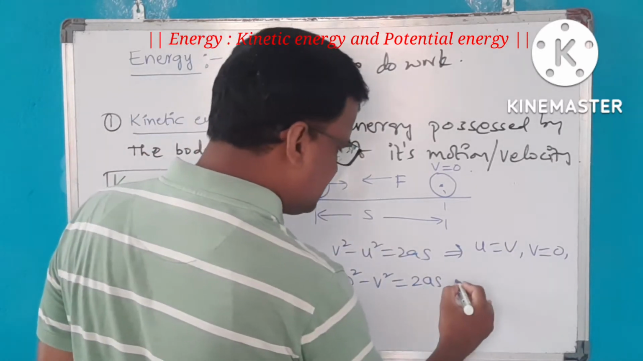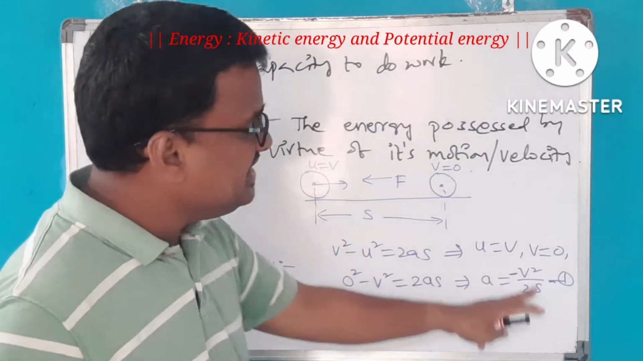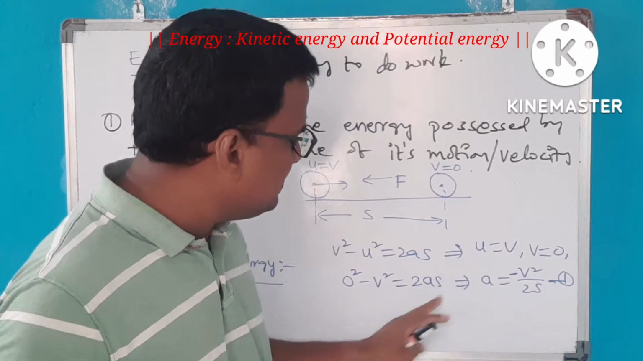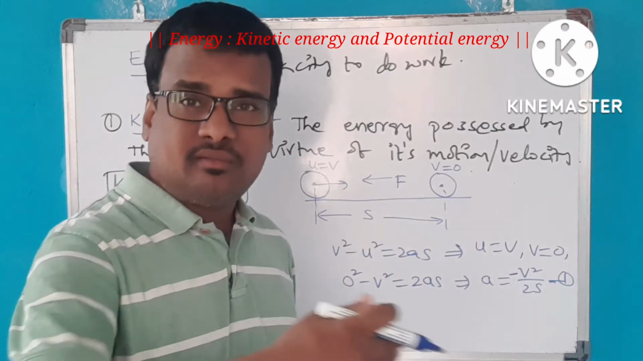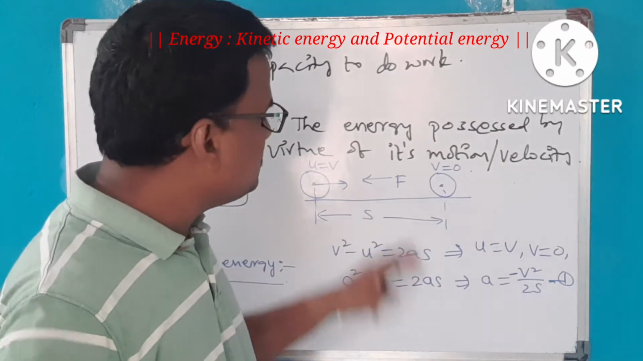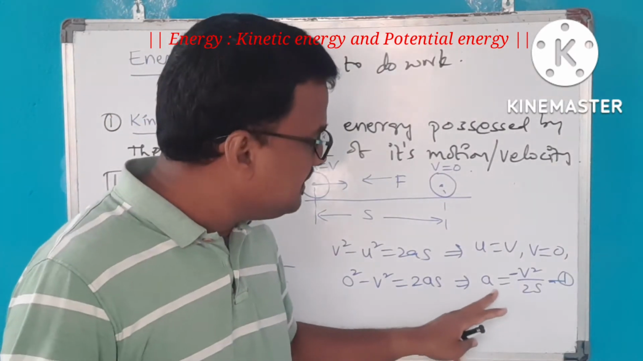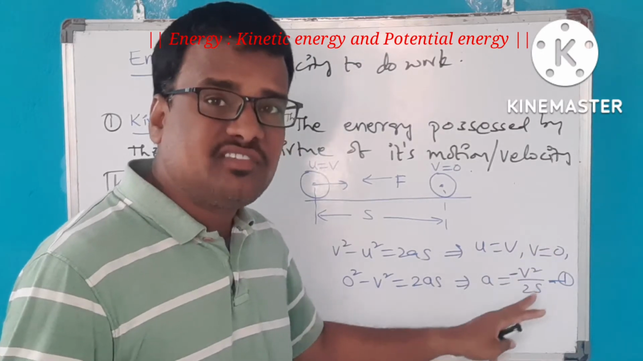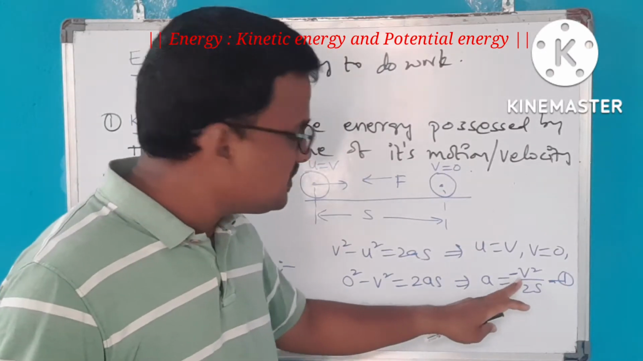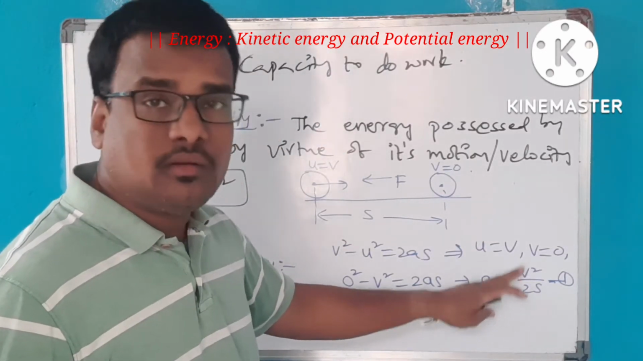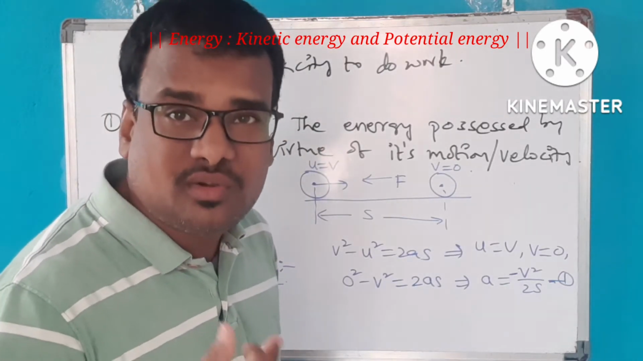From this, what can we write? a equal to minus v square by 2s. Here a is the retardation of the body, because the velocity of the body gradually decreases when we apply the force against its motion. So retardation a is equal to minus v square by 2s. Retardation is the opposite of acceleration, that's why we get the minus sign. Now we substitute this retardation value in F equal to ma.